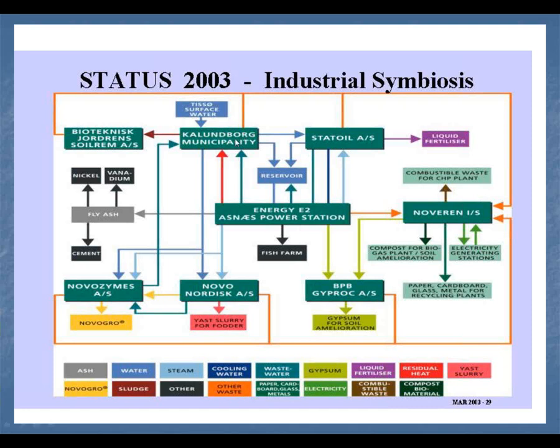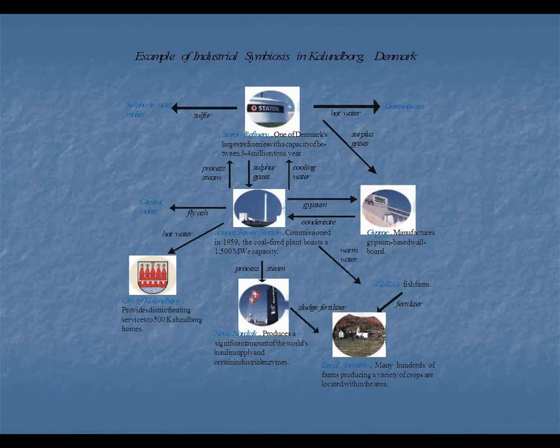And all of this was really done to avoid the use of surface water from Lake Tisso, and it's proven to be very effective. And this has been going on since the mid-60s, when a group of students sort of uncovered the fact that these exchanges were going on, and the companies have been able to augment them over time. This is the same process with a few pictures. Again, Novo Nordisk, which is the insulin supplier, the city of Kalundborg, the gypsum manufacturer, and the Statoil refinery, which is an oil refinery located adjacent to the power plant.